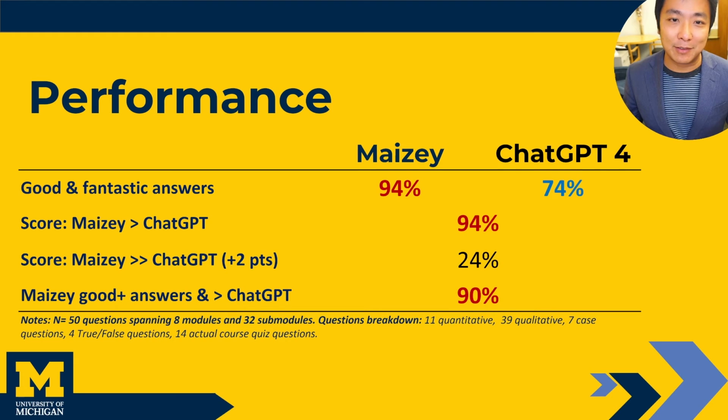And here, Maizey really delivered. In 94% of the 50 questions that we threw at it, it's able to get a good or fantastic answer. ChatGPT is only able to get that for 74% of the questions. Also, for 94% of the questions, Maizey's answers received a higher score than ChatGPT's.